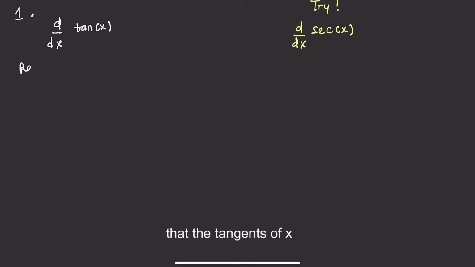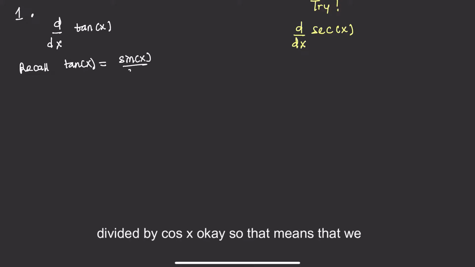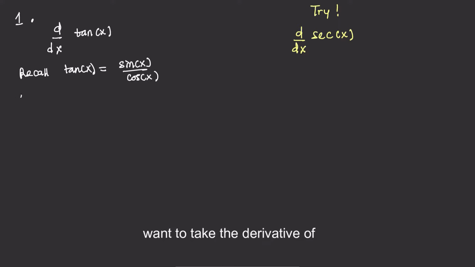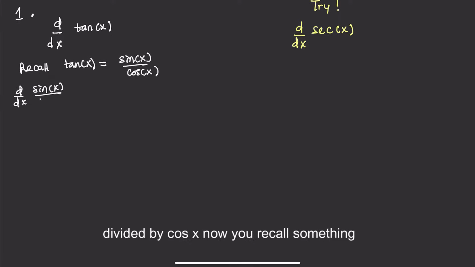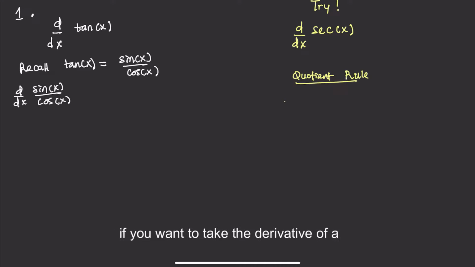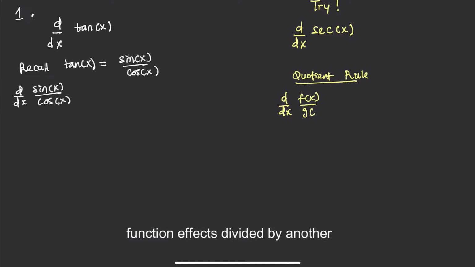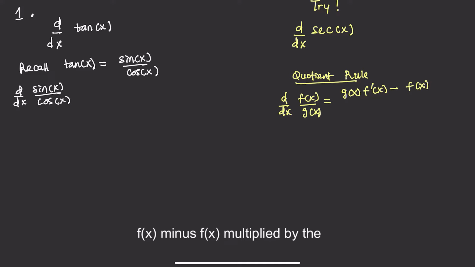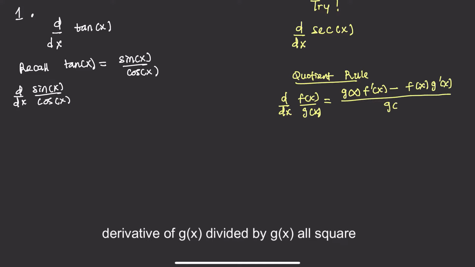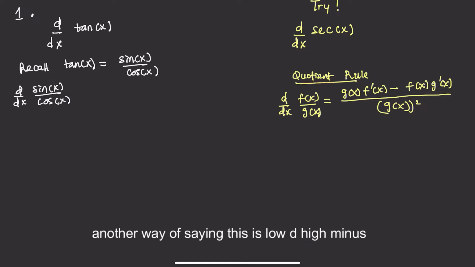You recall that the tangent of x can be written as sine x divided by cos x. So that means we want to take the derivative of sine x divided by cos x. Now, you recall something known as the quotient rule, which says that if you want to take the derivative of a function f of x divided by another function g of x, this is g of x multiplied by the derivative of f of x, minus f of x multiplied by the derivative of g of x, divided by g of x all squared. Another way of saying this is low d high minus high d low, all divided by low low.